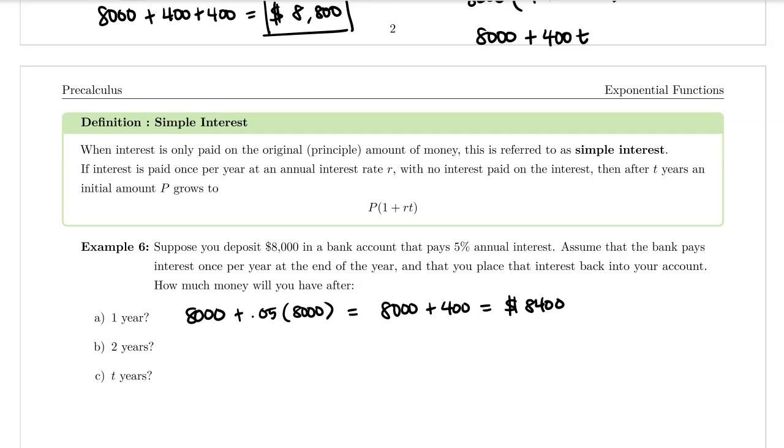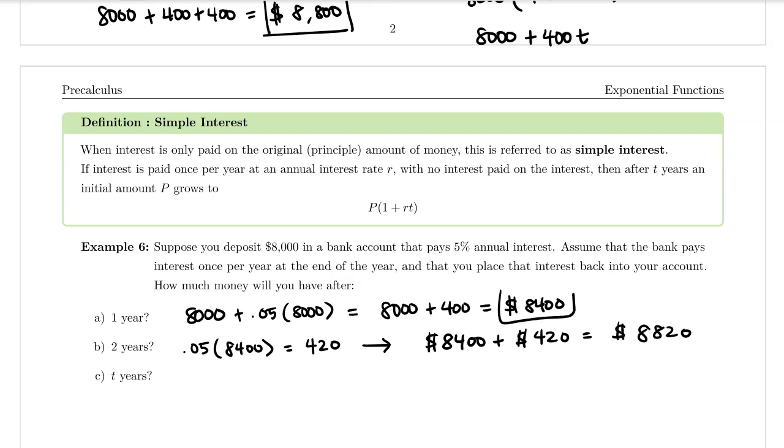So after 2 years, you now have $8,400. So if I calculated 5% of $8,400, this is going to end up equaling $420. So the total amount of money that you're going to have at the end of 2 years is going to end up being $8,400 plus the interest that you earned, which was $420. And so now this is $8,820.